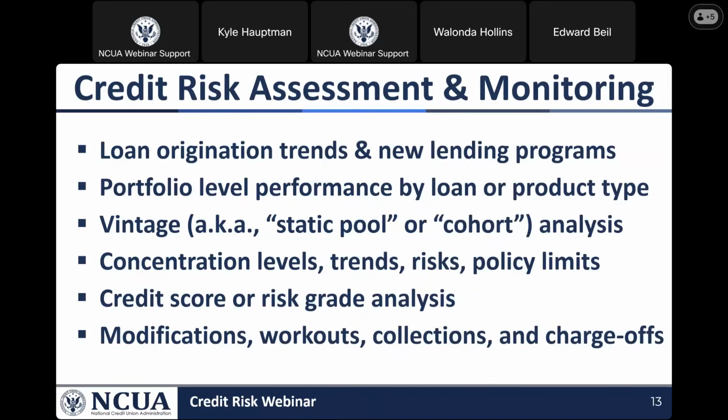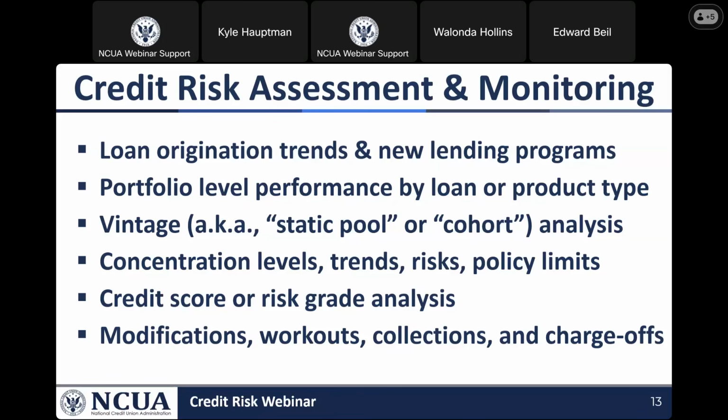There isn't a one-size-fits-all approach for credit risk assessment and risk monitoring. However, the board reporting at well-run credit unions typically covers the entire life cycle of the loan portfolio. This would include reporting key information on loan origination, specifically loan origination trends and new lending programs, portfolio level performance, such as the levels and trends of delinquency and charge-off rates by loan or product type at the portfolio level, vintage or static pool analysis. This analysis groups loans within a portfolio by origination date and measures the performance for each pool, which provides a clear understanding of loan performance by controlling for loan growth. Credit concentrations. This analysis includes a review of compliance with concentration policy limits, as well as the levels, trends, and risk metrics associated with the concentrations.